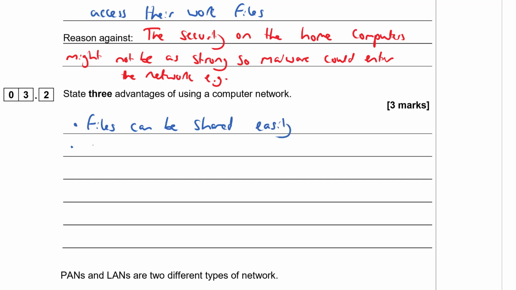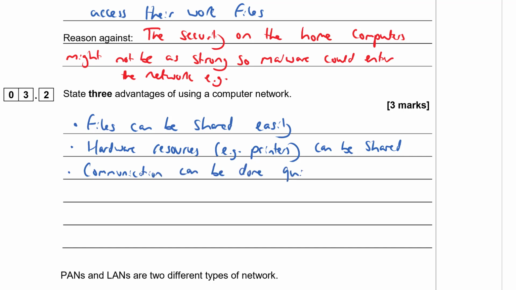Let's say hardware resources, e.g. printers, can be shared. And let's say communication can be done quickly. We can send an email and that's sent really, really fast. Those are the 3 most obvious ones which came to me. Things like backups you can mention, things like having central control of certain resources like software or security. Those are other advantages of networks.